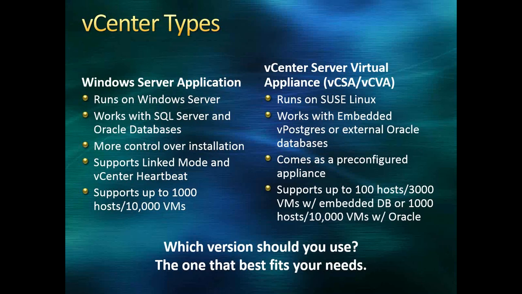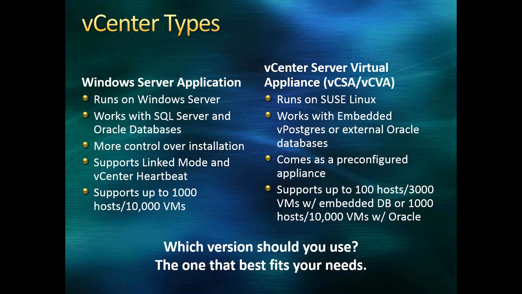So with vCenter, starting with version 5.0, there are two different types. There's the Windows application, which obviously runs on a Windows server, and then there's the vCenter virtual appliance. And you'll hear that referred to as VCSA or VCVA. The differences between the two, there are many, but they all support the four basic core features.